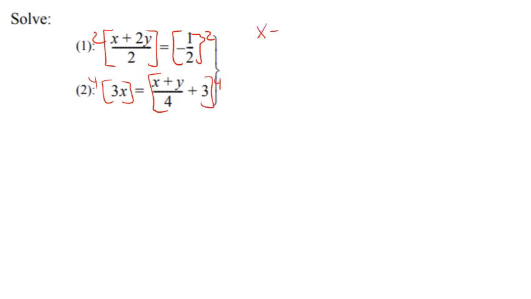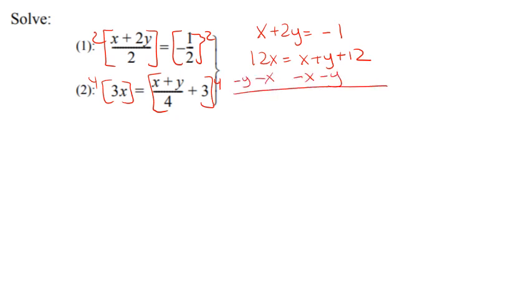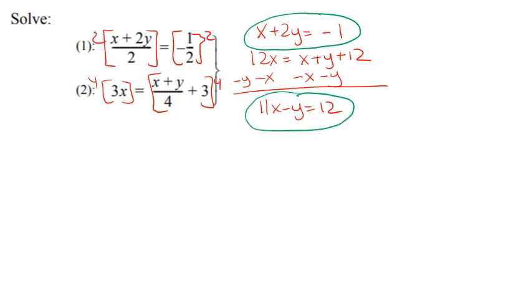So this will be x plus 2y equals negative 1. And then this will be 12x equals x plus y plus 12. All right, so the top equation is in standard form, but the bottom one, I have to kind of work it out a little bit. And so that's going to be 11x minus y equals 12. So now I have this as my first equation, and this is my bottom equation. Both are now in standard form. So I'm going to put them on top of each other.